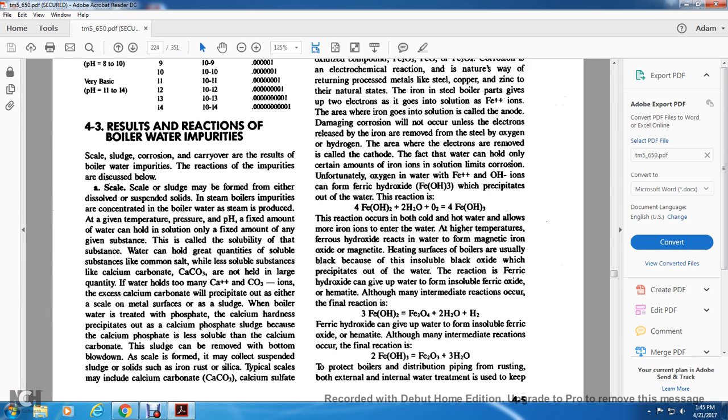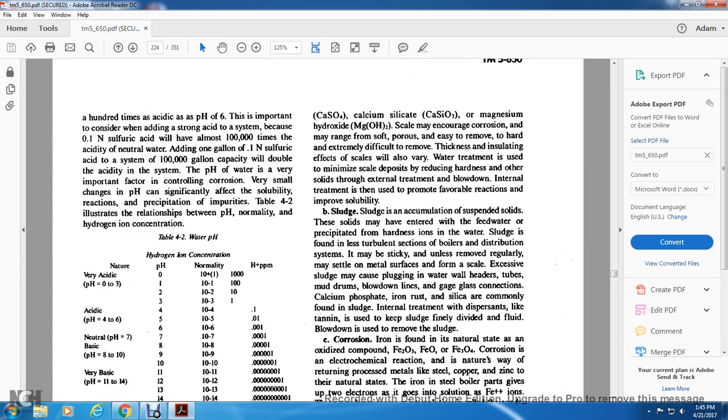As scale is formed, it may collect suspended sludge or solids such as iron scale and silica. Typical scales may include calcium carbonate, calcium sulfate, calcium silicate, and magnesium hydroxide. Scale may encourage corrosion and may range from soft and easy to remove to hard and extremely difficult to remove. The thickness and insulating effects of the scale will vary. Water treatment is used to minimize scale deposits by reducing hardness and other solids. External treatment and blowdown are used, and internal treatment is then used to promote favorable reactions.